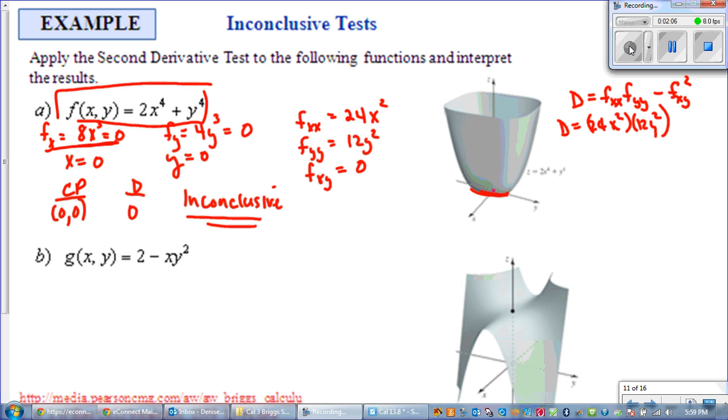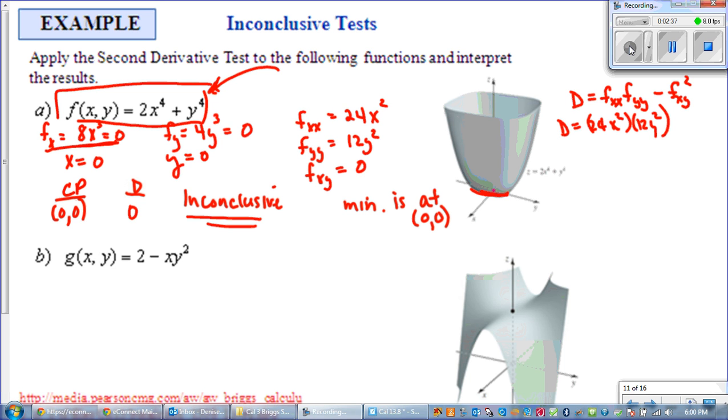But you can easily see that if you wanted to know what the lowest value this function f could have, it's going to occur when the x and the y values are both 0, because it's the sum of two terms that are both to even powers. So the local minimum and absolute minimum is at (0, 0), but you had to look at the graph or just analyze that function to be aware of that. The second derivative test was inconclusive.